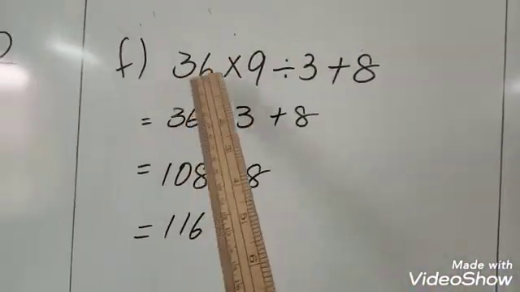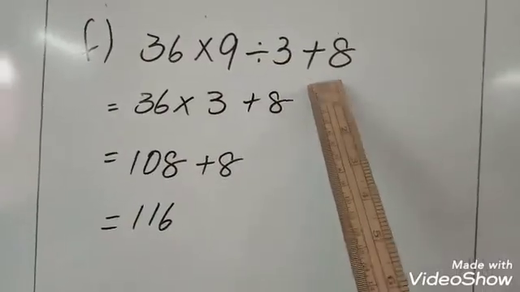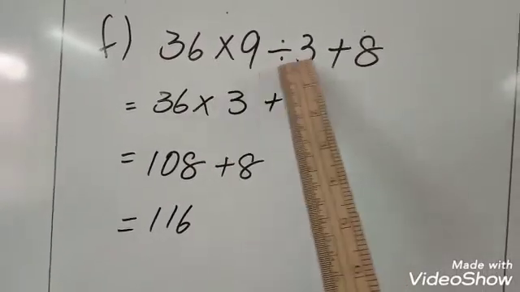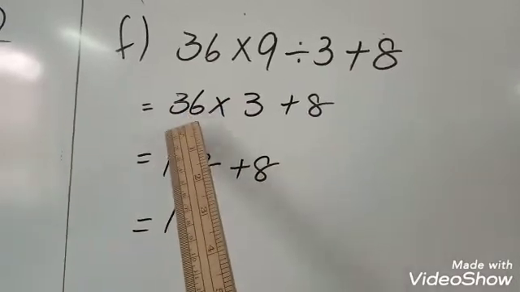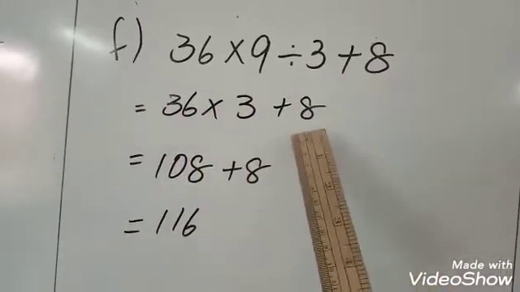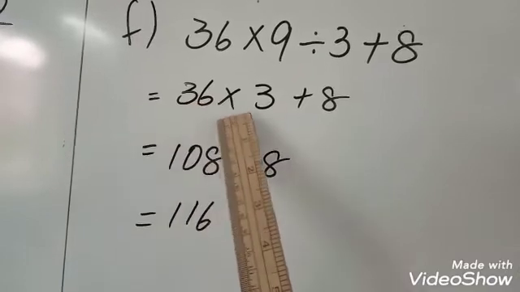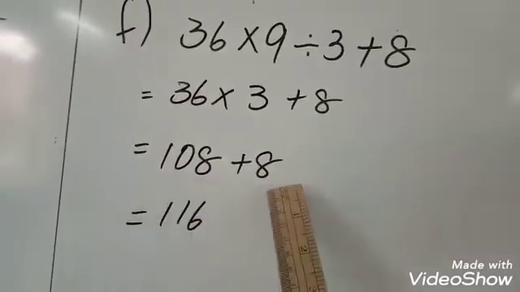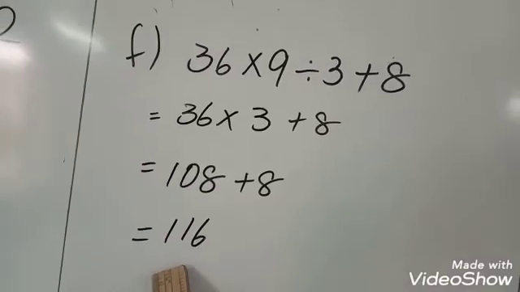Here are multiplication, division plus addition. So we solve division first. 9 divided by 3 is 3. 36 as it is plus 8 as it is. Now we multiply these two values. The answer is 108 plus 8. Then we add these two values. Then answer is 116.